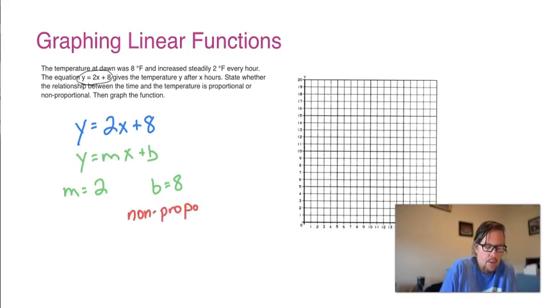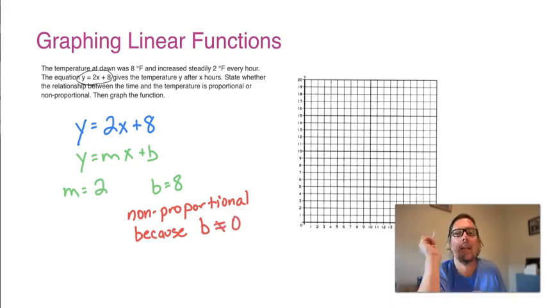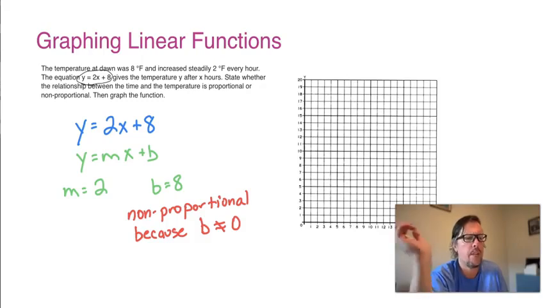How do I know that it's non-proportional? It's because b does not equal 0. For a relationship to be proportional, it must go through the origin, meaning the y-intercept would have to be 0. In this case, the y-intercept is 8, so I know that this is not a proportional relationship. This is non-proportional. Okay, so the other thing that I need to do is graph it.